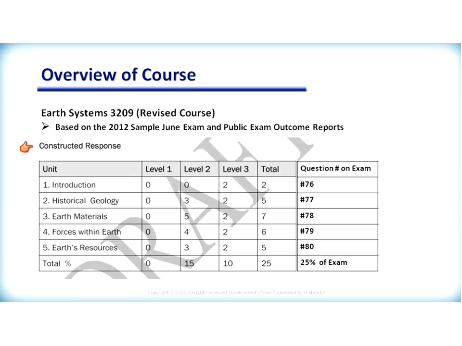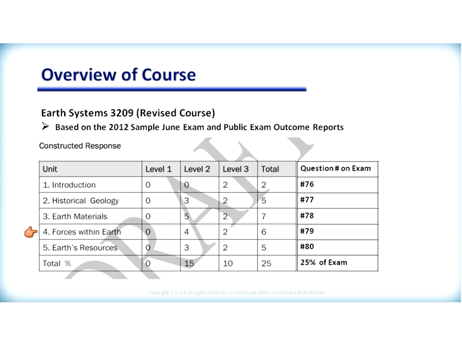When we look at the constructed response, these make up 25% of the exam. Unit 1 has a level 3 question worth 2 marks, and that will be question number 76 on your exam. Unit 2, based on historical geology, will have 3% level 2 and 2% level 3 question, which basically makes up 5% of the overall exam. And the Unit 2 question will be number 77 on your exam. Unit 3 is made up of 5% level 2 questions and 2% level 3 question, for a total of 7% of the exam. And this is question number 78 on the exam.